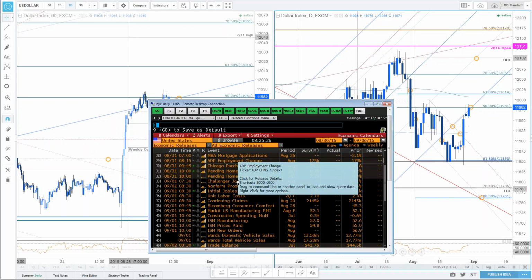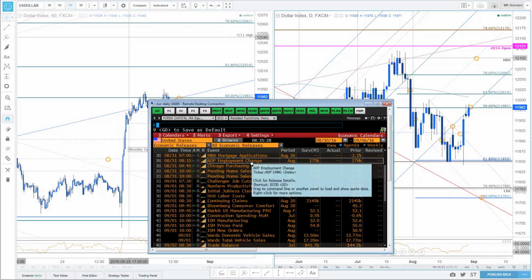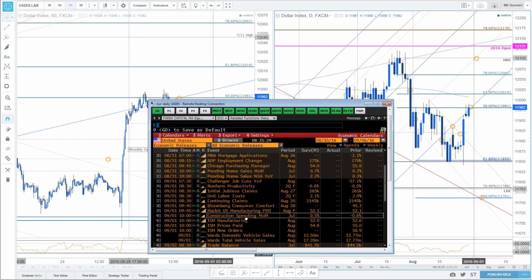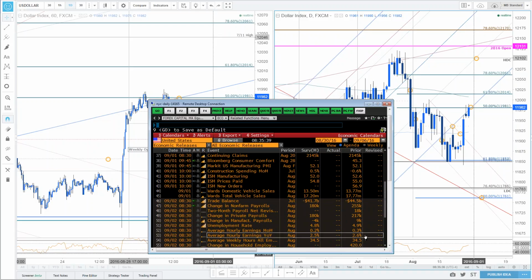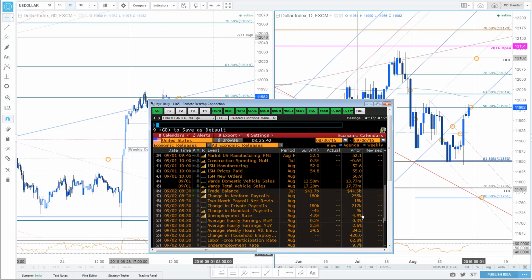And again, here's the docket for the U.S. over the next 24 hours. ADP tomorrow, heading into Thursday. Again, you're looking for those ISM numbers as well, right ahead of Friday's non-farm payroll. And again, 180 is the consensus, 255 is what we got. Also be looking for the unemployment rate, which is expected to downtick again from 4.9 to 4.8.